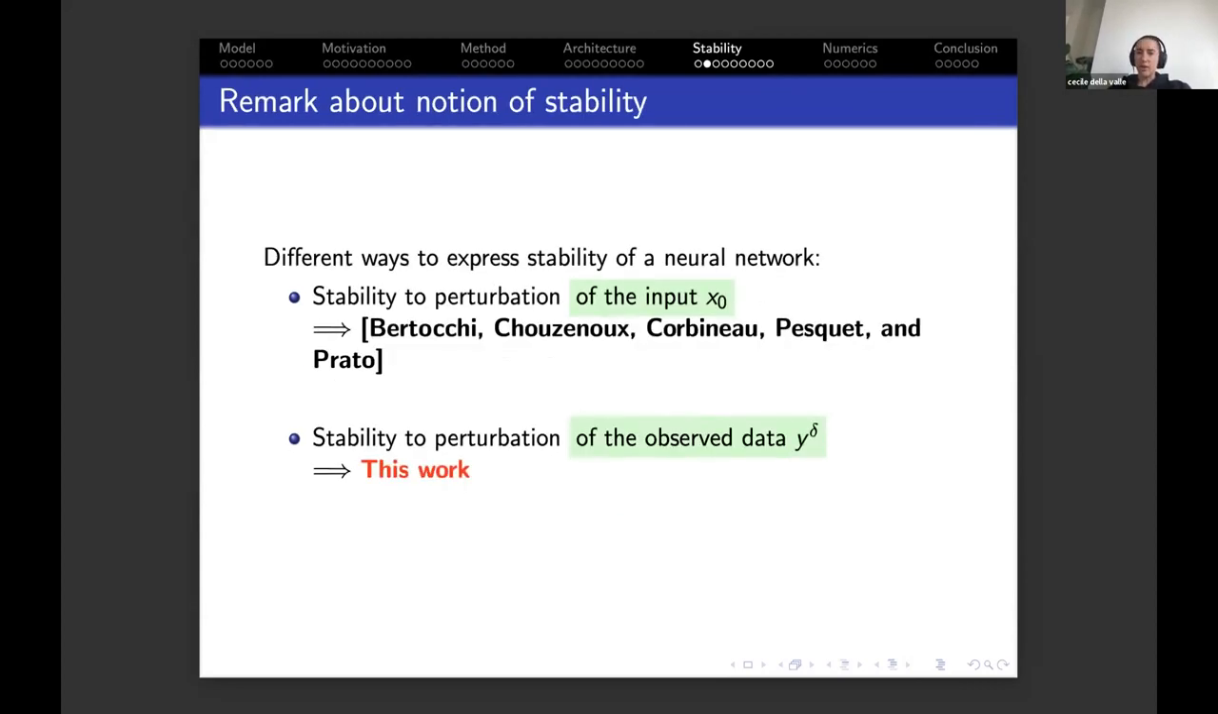So work has been done before on the stability of this type of neural network, and the stability has been computed with respect to perturbation of the input x0. What I did is compute the stability to a perturbation of the observed data y delta, which is linked to the bias. So it's almost like computing here the stability of a feed-forward network, and here our residual neural network.